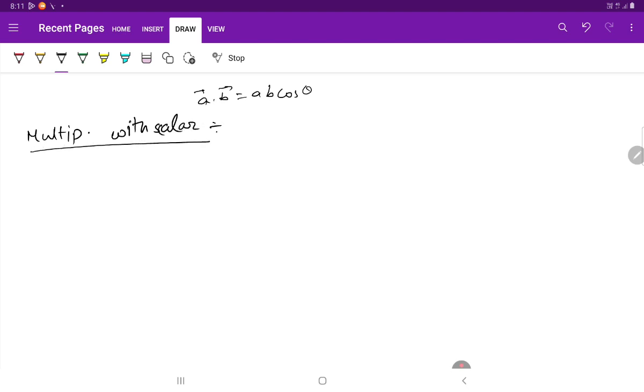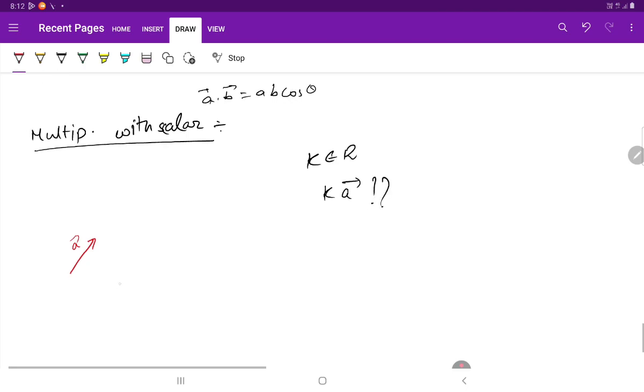Multiplication with scalar. Suppose I have a vector A, I'm marking it with a red color. This is a small vector. If I multiply it by a number k, where k belongs to the real numbers, then what will the k vector be? To find the k vector, we just draw a line parallel to the A vector. This line I am drawing with green color.